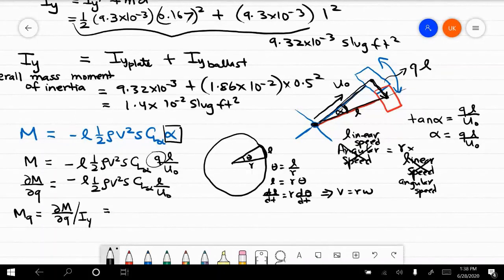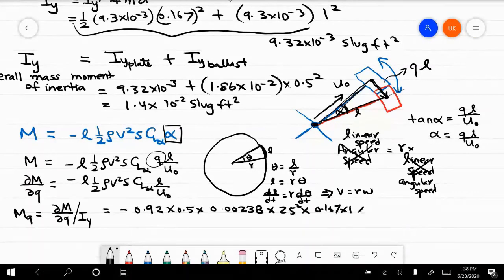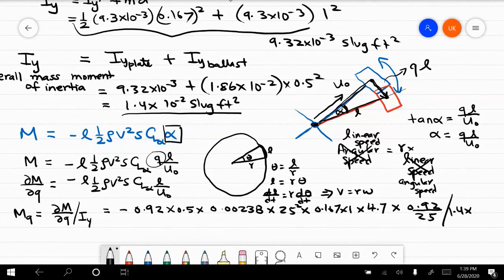But we have the values of all the inputs that are necessary. L is given as 0.92 feet. You can read it from the figure, times 0.5. Density is 0.00238, times velocity square, 25 feet square, times the area, which is 0.167 times 1, times CL alpha, which we calculated as 4.7 per radian, times L again, which is 0.92 feet. And you again divide by Iy, we have also found the value of Iy, that is 1.4 times 10 to the power negative 2.